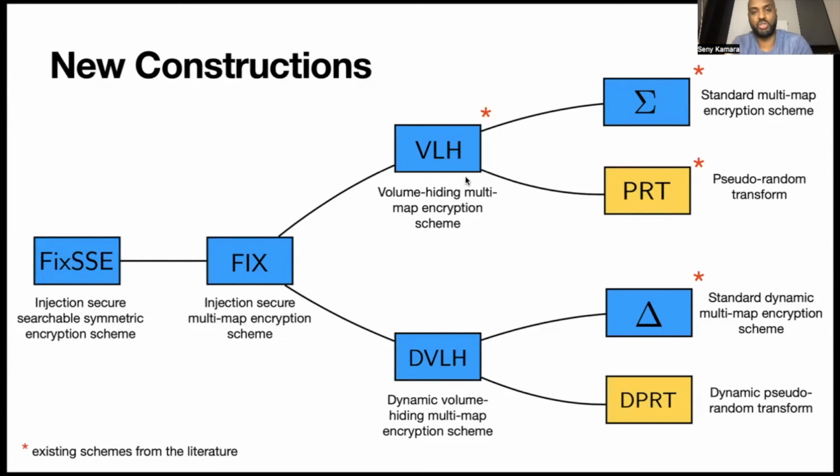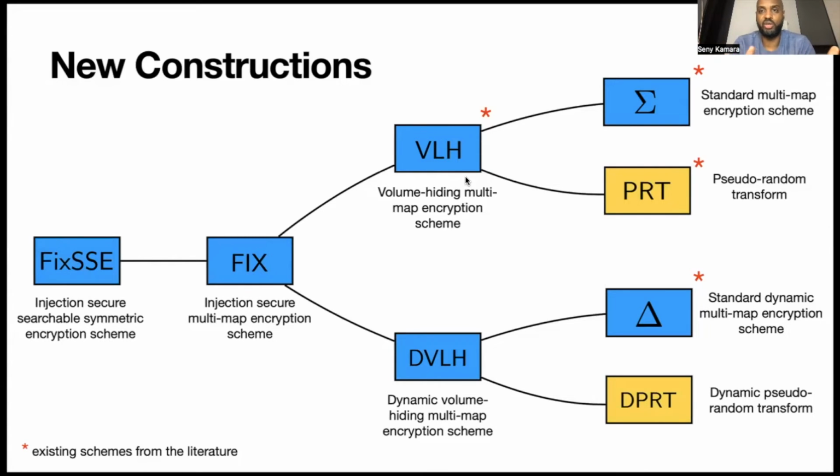So this is a visualization of the schemes that we propose in the paper and the relationships between them. We have an SSE scheme that is built based on our multimap encryption scheme, which is called FIX, which is injection secure. FIX itself makes use of two multimap encryption schemes. It makes use of a static volume hiding multimap encryption scheme and of a dynamic volume hiding multimap encryption scheme.